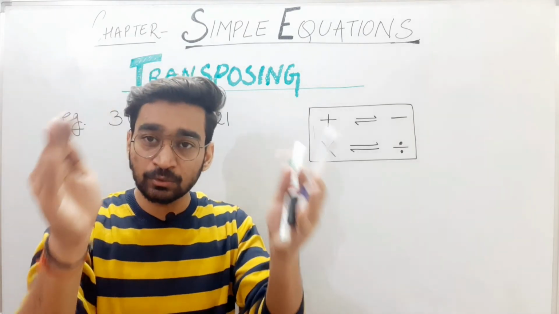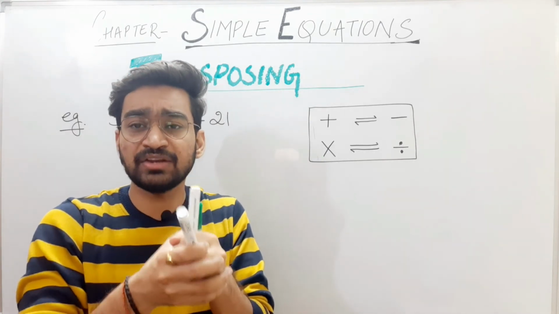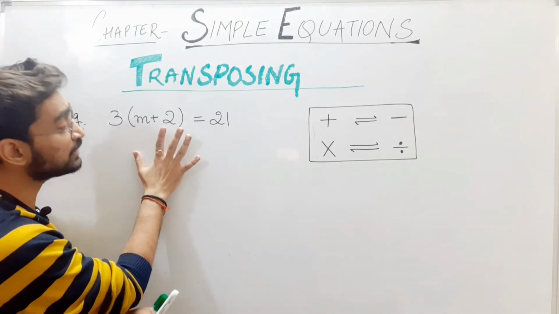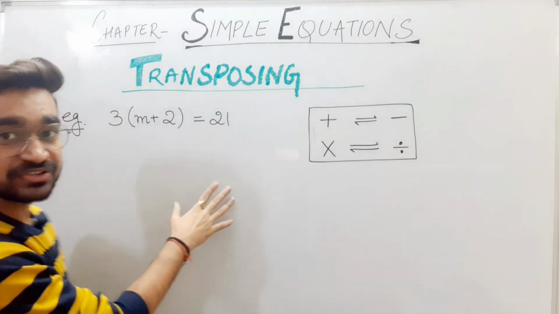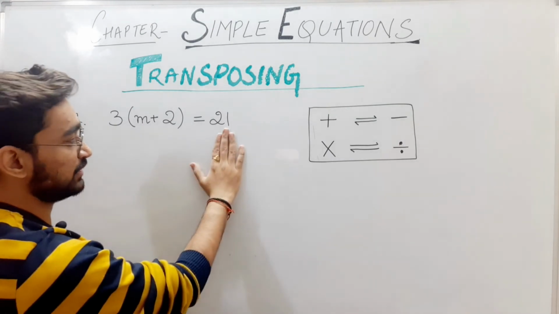This 2 is in direct contact because they are enclosed in a bracket together. They are enclosed in a bracket together means they are in direct contact, or they have a close connection with each other. So the variable will not allow this number to jump first. So which number will jump first? This 3 will jump first from here to this side.